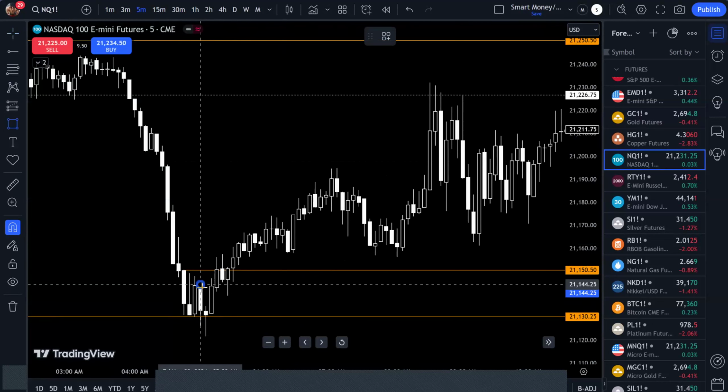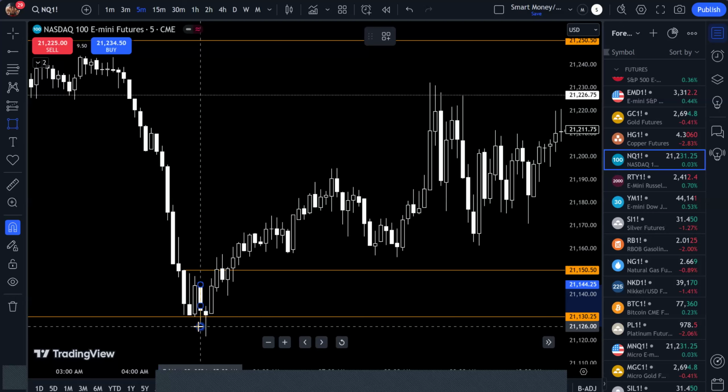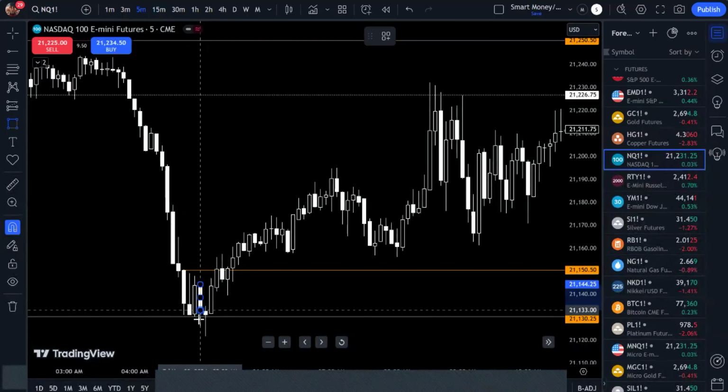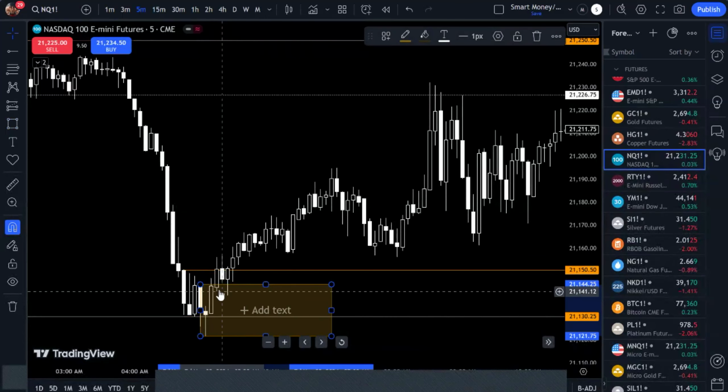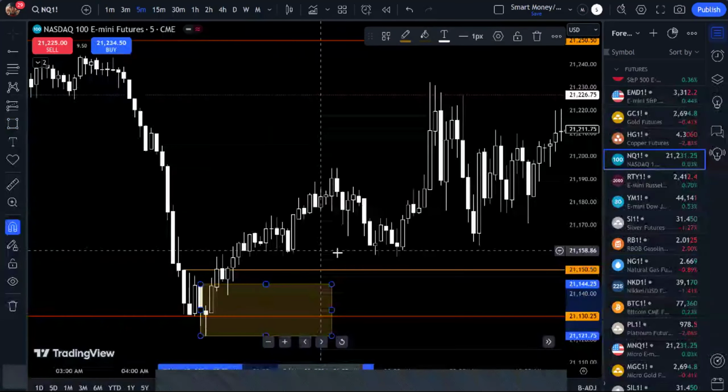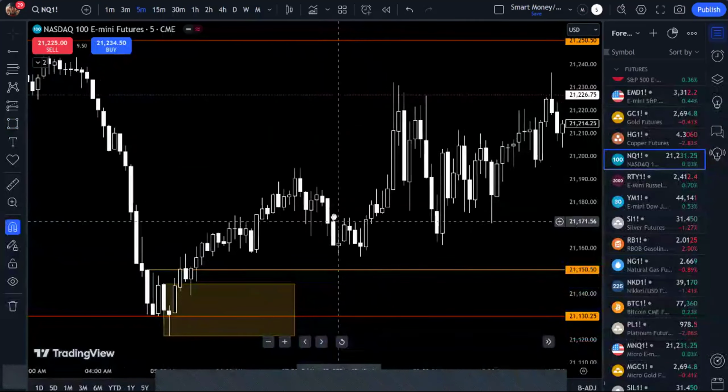Right here. Some people call this change in the state of delivery. You can mark this candle. I like to mark it right here. It's all the way to the bottom right there. See where it tapped back in? This is your entry right here. And if you notice, price never came back to it.